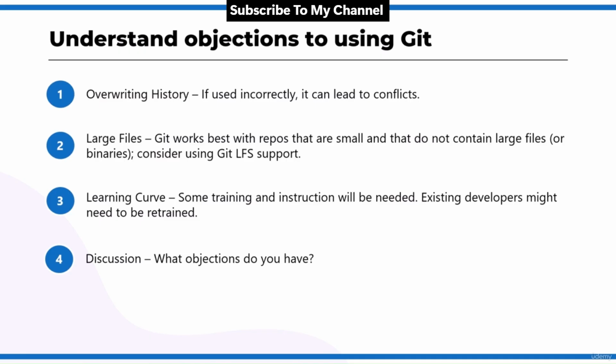The second issue is large files. Git works best with repositories that are smaller and do not contain large files, most of the time binary files. Every time you clone the repository, you get the entire repository with its history from the first commit itself. Everything will be downloaded as a clone. It is great for most scenarios, but it can be frustrating if you have large files associated with it.